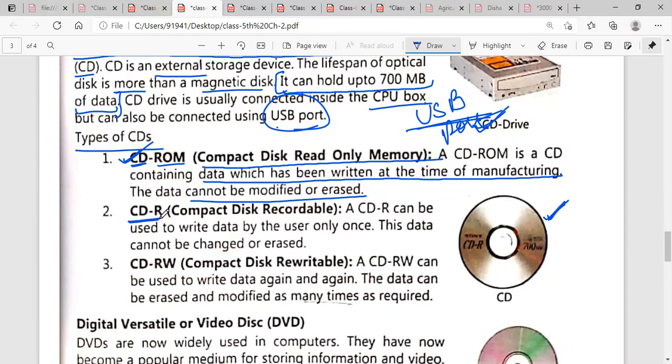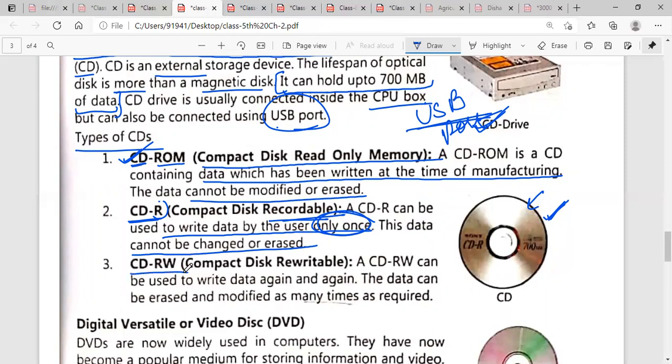Next is CD-R, which means recordable. Compact disc recordable. A CD-R can be used to write data by the user only once. Only one time you can write data on the disk. You have one chance to write data on the CD, and this data cannot be changed. You can only write one time, and you can't change that data.